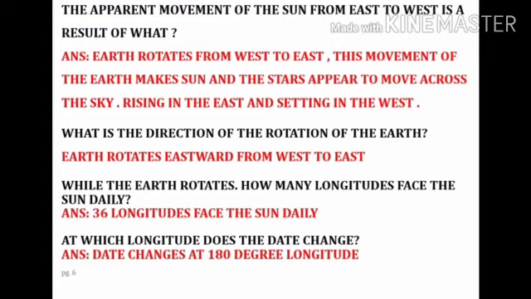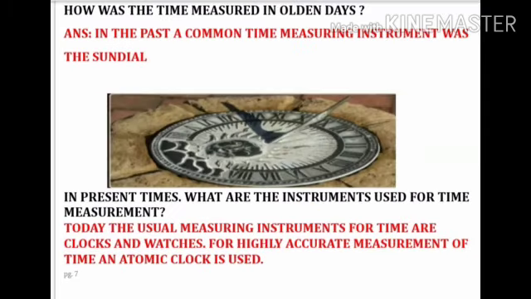Can you see the next question? While the earth rotates, how many longitudes face the sun daily? So the answer is 36 longitudes face the sun daily. See the next question. At which longitude does the date change? You will say I don't know. Let's see. Date changes at 180 degree longitude. Let's go to the last two questions.